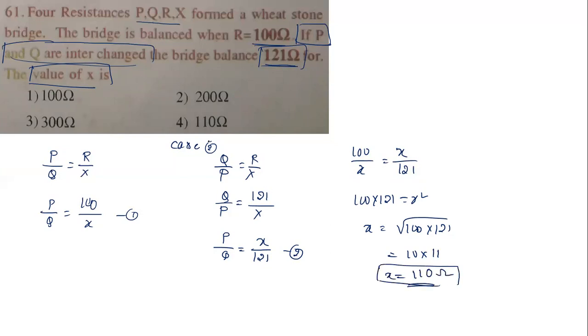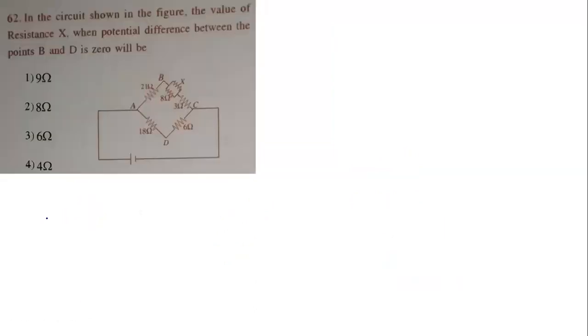So what is the right answer, sir? 110. The fourth option is the correct answer for us. Okay, the question is clear. So interchange means you need to think what we have done. Just reverse it. Okay, this is question number 61. Look at question number 62 now.